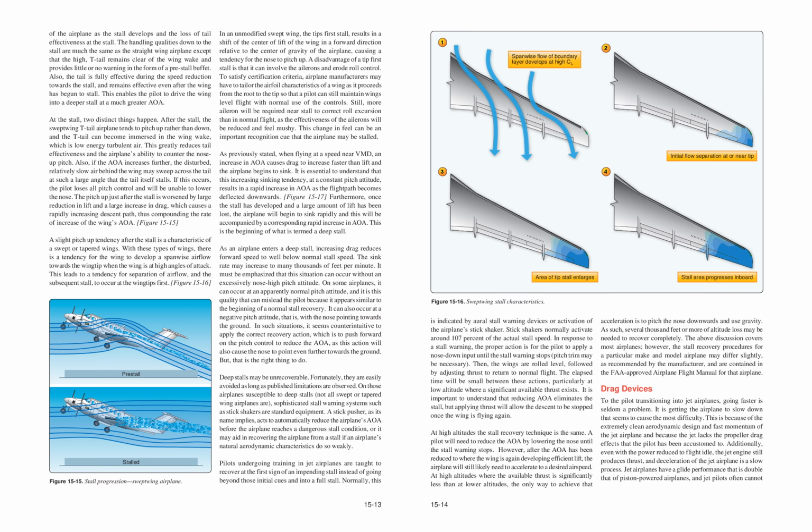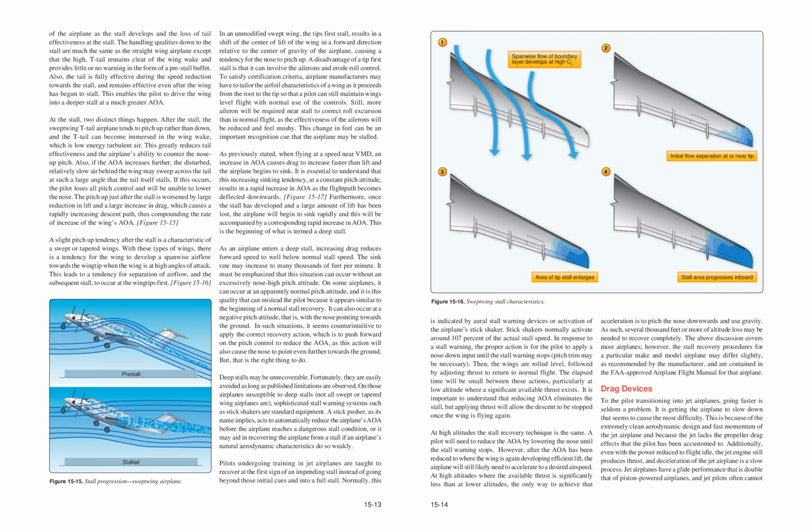As previously stated, when flying at a speed near VMD, an increase in AOA causes drag to increase faster than lift and the airplane begins to sink. It is essential to understand that this increasing sinking tendency, at a constant pitch attitude, results in a rapid increase in AOA as the flight path becomes deflected downwards. Figure 15-17. Furthermore, once the stall has developed and a large amount of lift has been lost, the airplane will begin to sink rapidly, and this will be accompanied by a corresponding rapid increase in AOA.